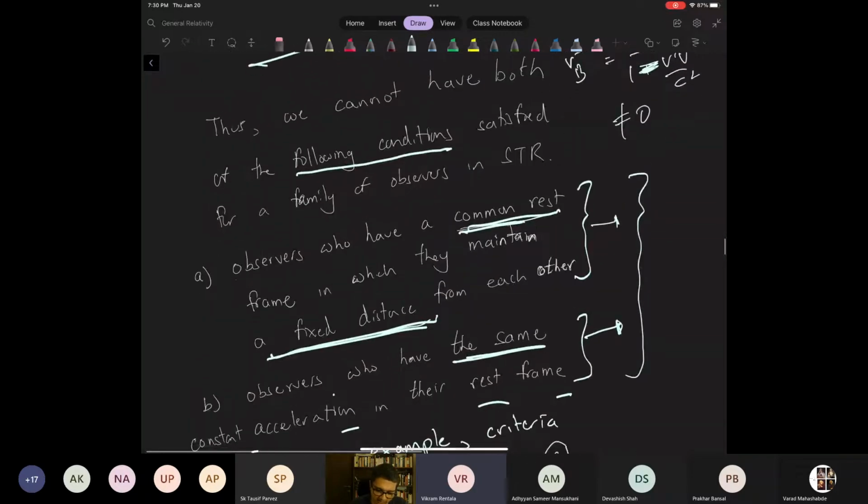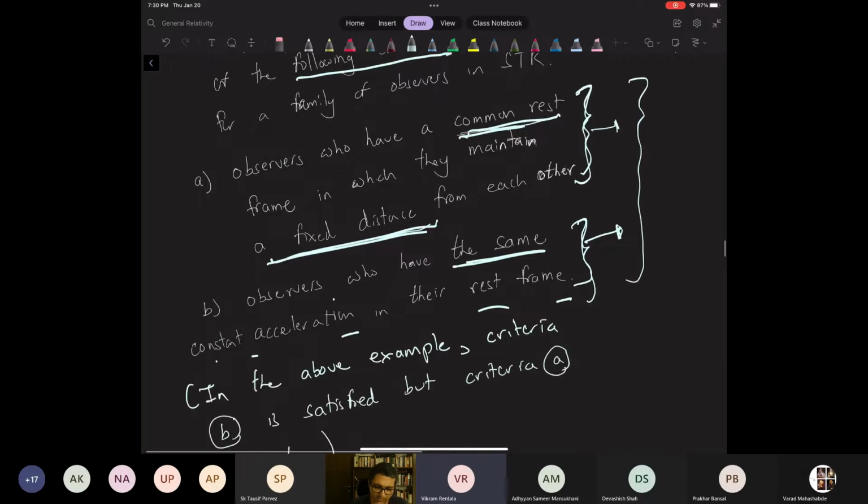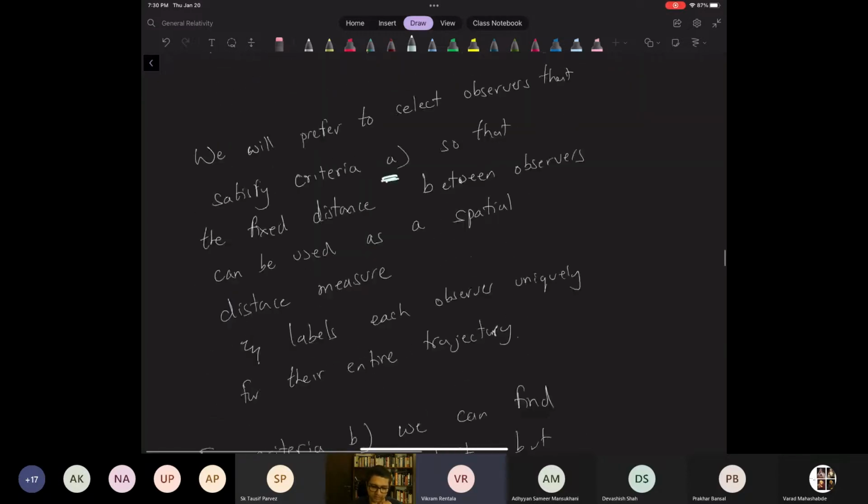However, if you satisfy criteria A, you cannot simultaneously satisfy criteria B. That is, all these accelerating observers cannot simultaneously have the same common, constant acceleration in their rest frame.